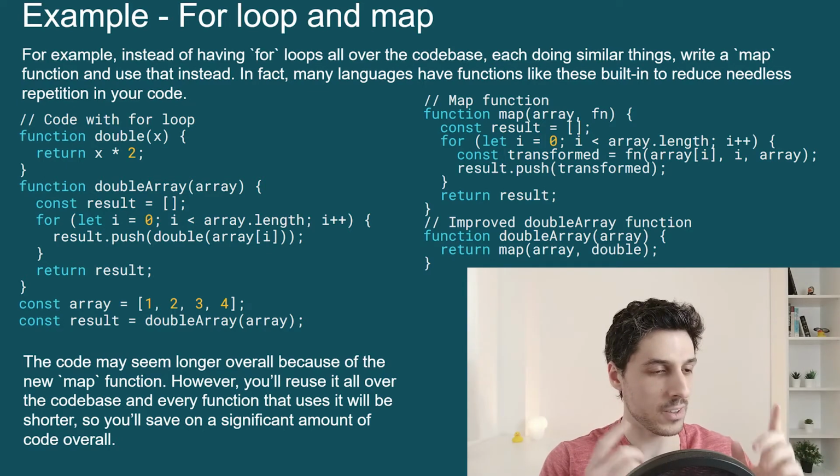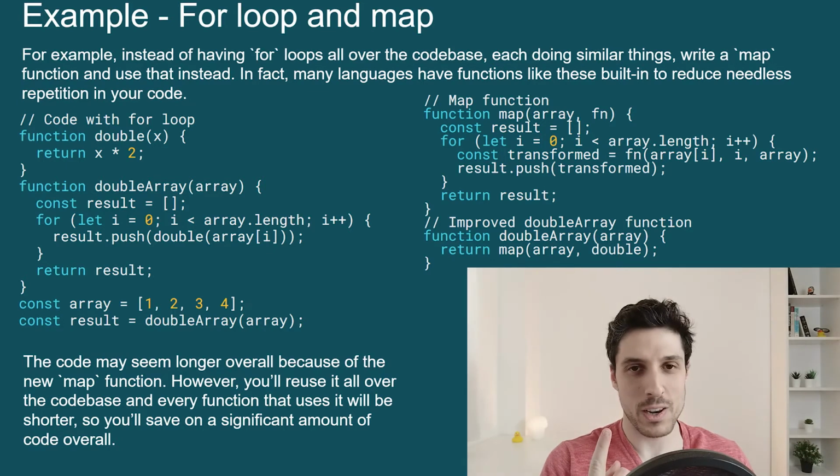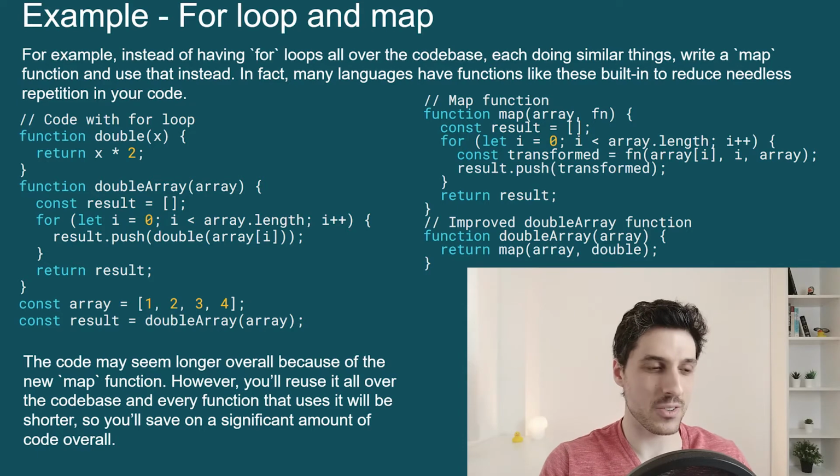And then if you look at our double array function, now it's a one-liner. So it's much nicer. There is much less code there. The thing to notice here is that if we have for loops like these all over the code base, say 100 for loops, if we use map instead, which we can do now, we save a tremendous amount of code. So that's one of the benefits of abstraction and DRY.